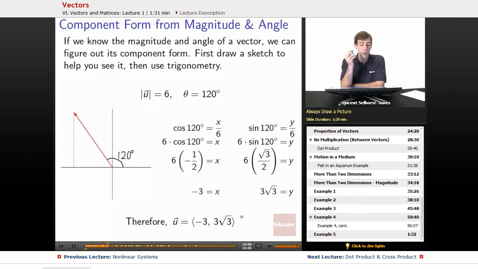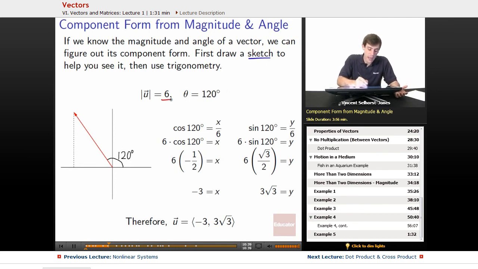All right. Now, we talked previously about taking the magnitude and angle and getting component forms. Sorry, we talked about the exact opposite of that. So now we're going to say, what if we know the magnitude and angle and we want to get the component form? We can figure that out. First things first, always draw a sketch. It'll help keep things clear and help you understand what's going on. And then from there, you just use trigonometry.